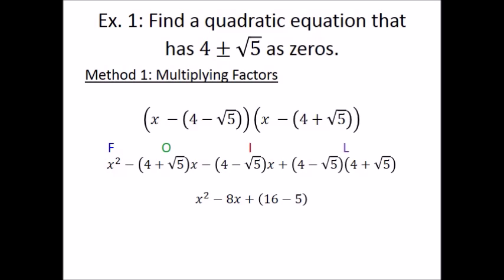I'll finish by adding like terms, so those outers and inners add up to negative 8x. The plus root 5x and the minus root 5x will cancel out. Those lasts, if I FOIL the 4 minus root 5 and 4 plus root 5 together, I'll get 16 plus 4 root 5 minus 4 root 5 minus 5, which is really 16 minus 5, or 11. So my quadratic equation is x squared minus 8x plus 11.